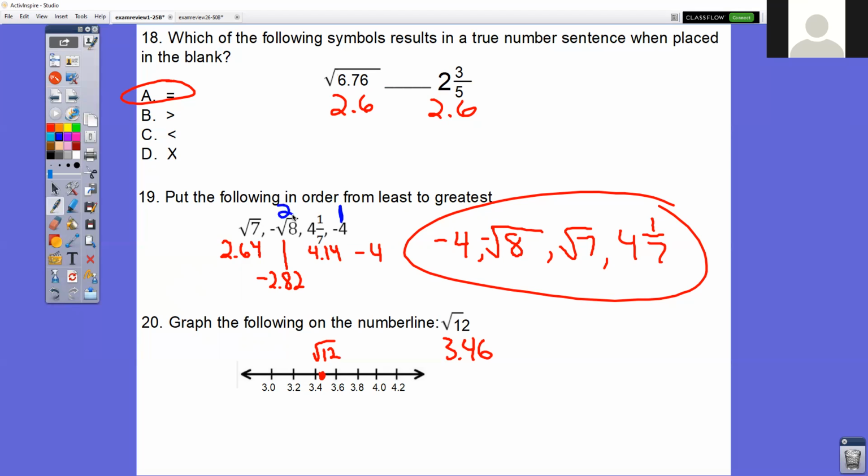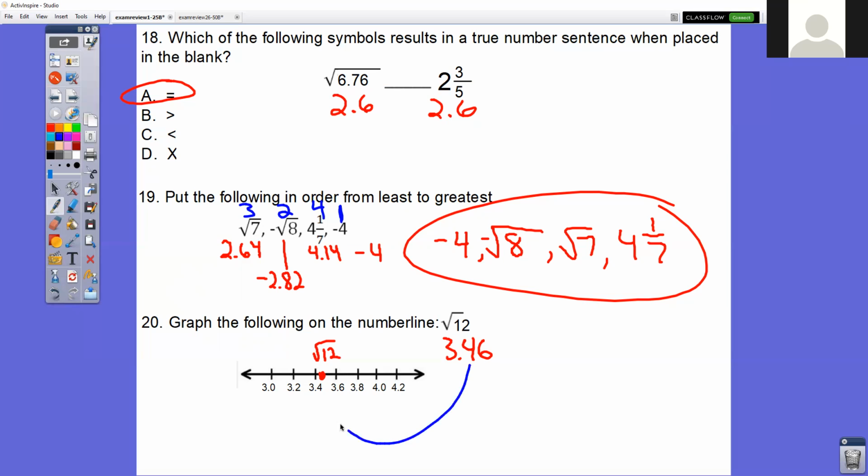-2.82 would be the next biggest number. And then we're dealing with positive numbers. The next one would be $2.64. The next one would be $4.14.